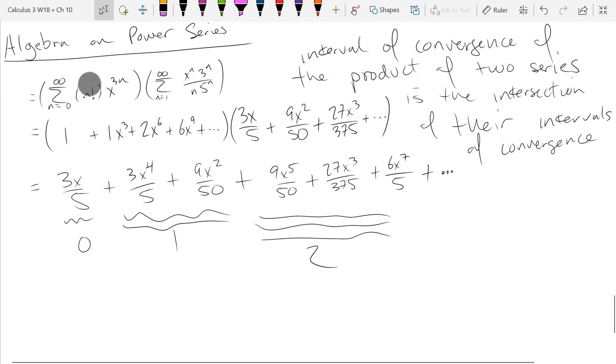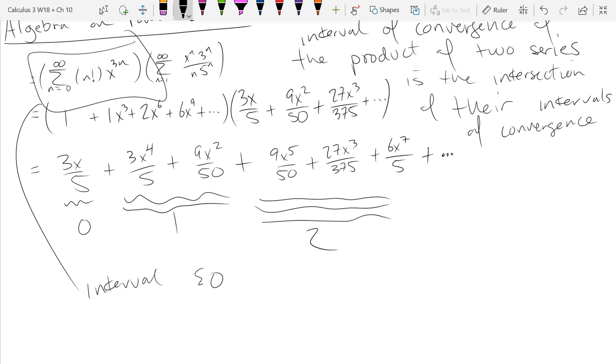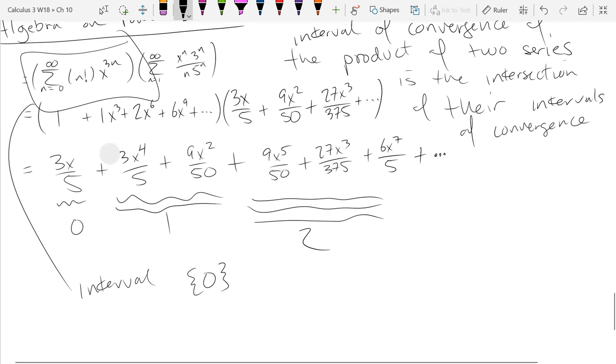So let's go and compute that. Actually, this one's going to be really easy to compute. What is the interval of convergence of our first series? We just did that problem. It was 0. So it's probably going to be an easy intersection. Either 0's in the second set, or it's not in the second set. Yeah, so there is no overlapping. Does that mean the overall doesn't? It does not converge, yeah. So our first interval was 0.